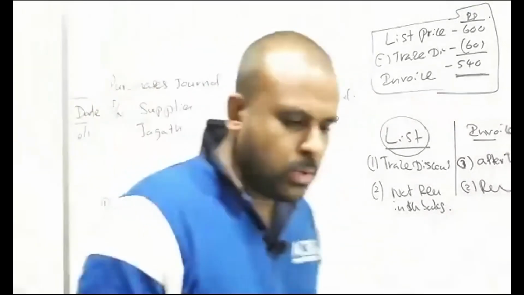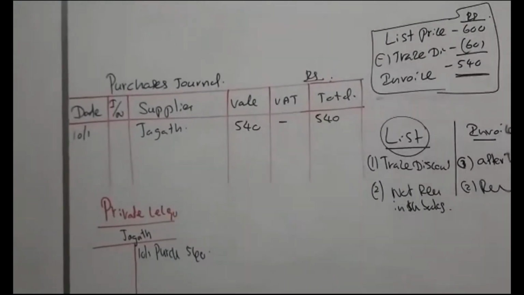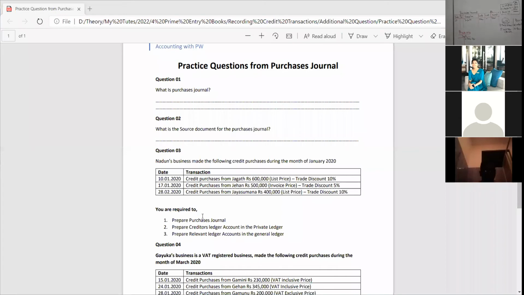Right. Okay. Can you do the next? Try to do it, son. Record the next purchase. What is the next purchase? It says credit purchase from Jehan, 500,000 is the invoice price. Here the invoice price is given. Do we need to deduct the trade discounts from that? No.